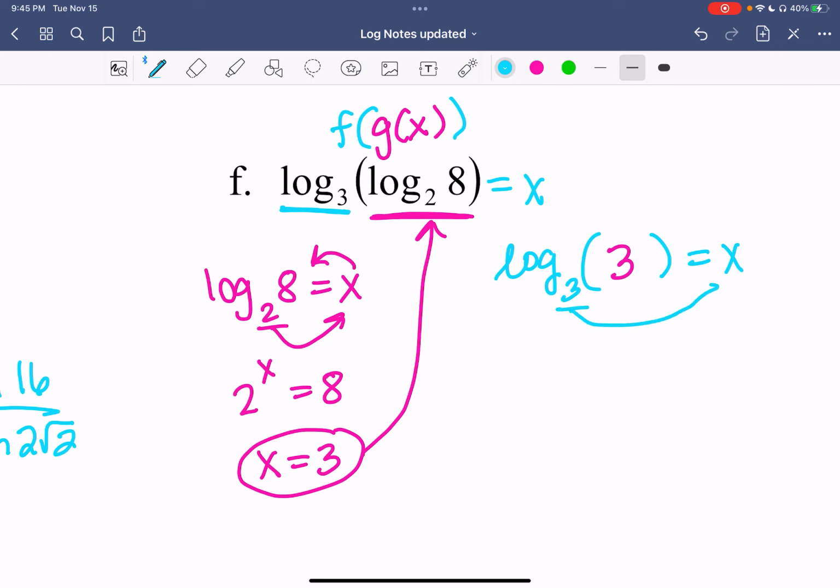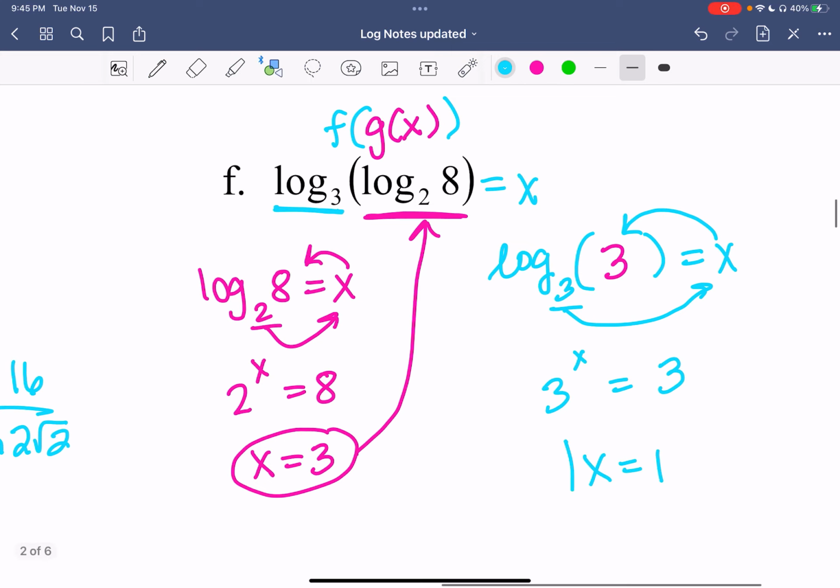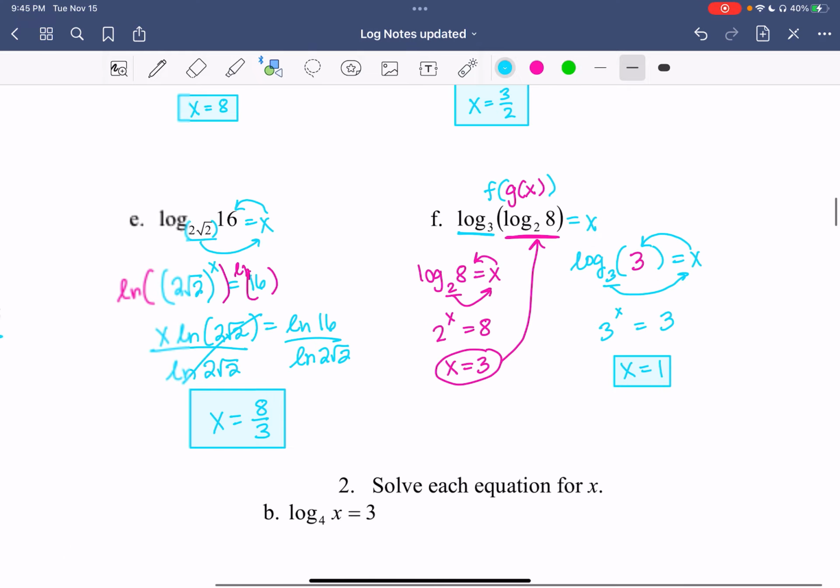And then I'm going to solve it again until I get x. So I'm going to convert this into exponential form. 3 to the power of x equals 3. And the only way to get what you started with is if it's a power of 1. So the final answer is x equals 1.